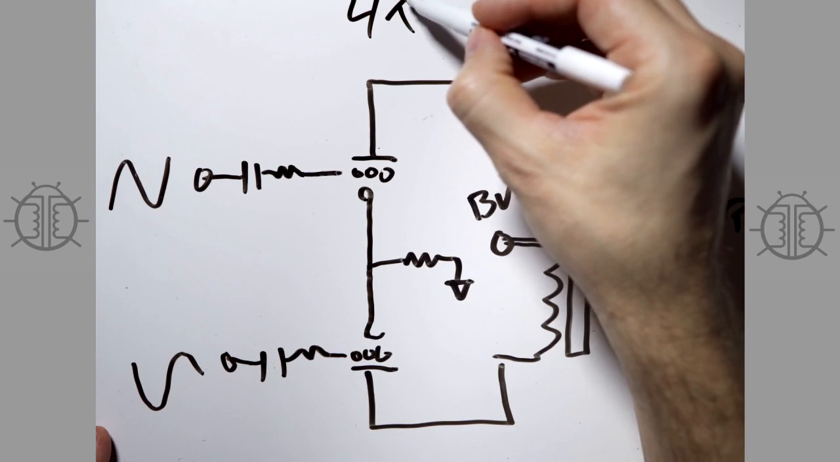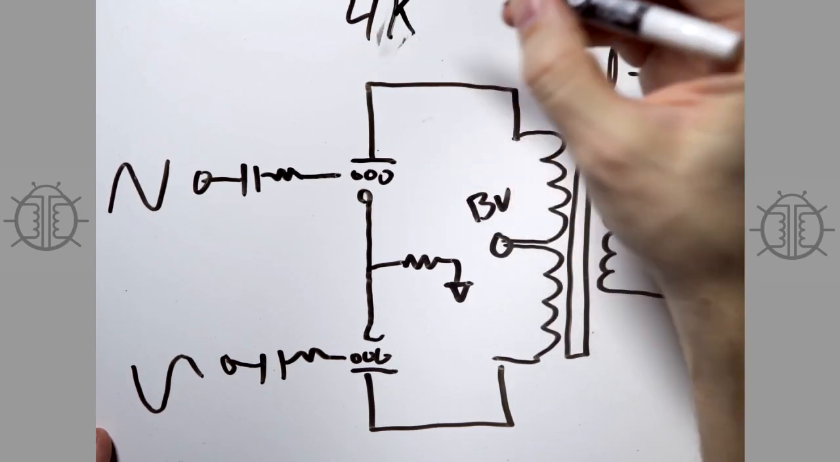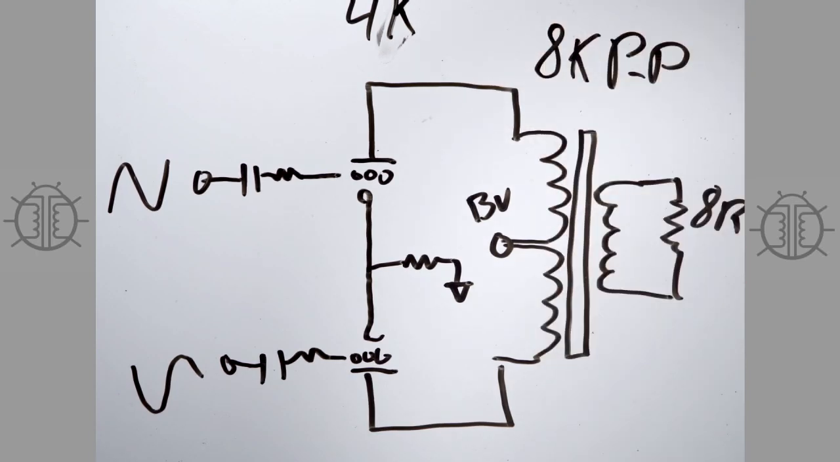What am I writing here? Load line. 4K, I was trying to write a K and then I was saying load line. So it's going to look like a 4K load line when we plot it on our thing here.